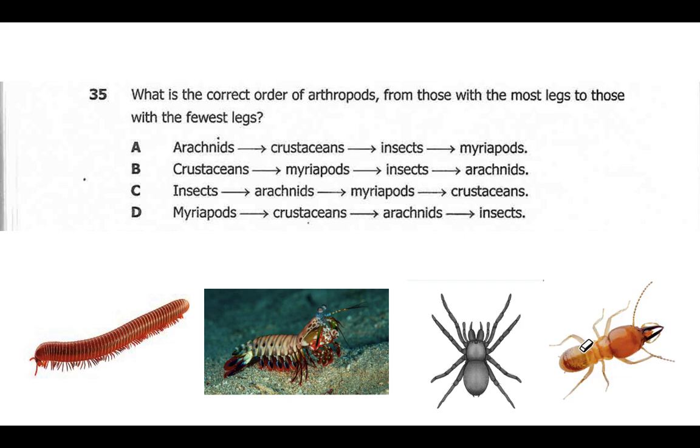It has 6 legs: 1, 2, 3, 4, 5, 6. So therefore, this is the sequence. We should have the myriapod having more legs, followed by the crustacean, followed by the arachnid, and then followed by an insect, the last one. So our answer there is D.